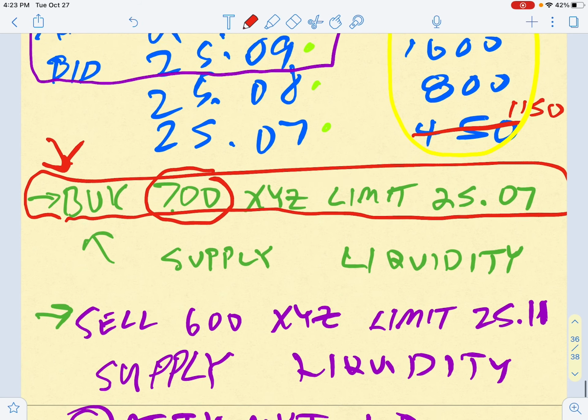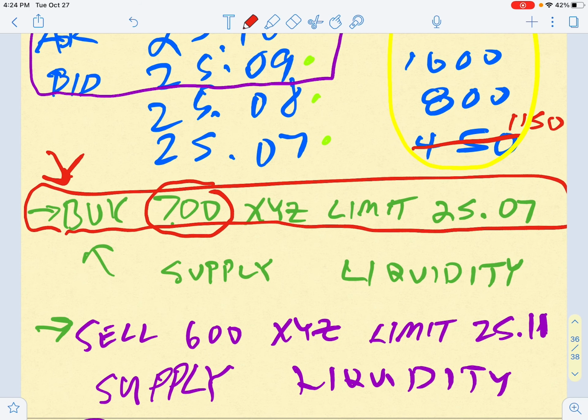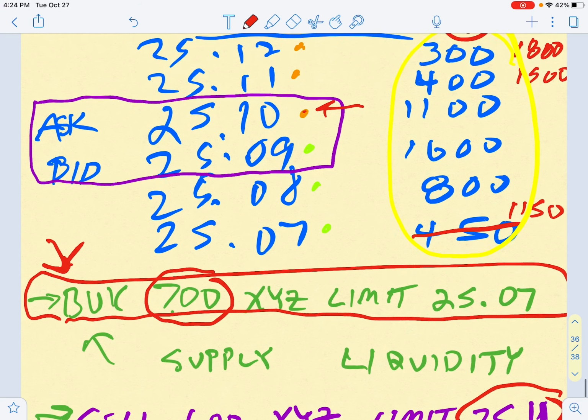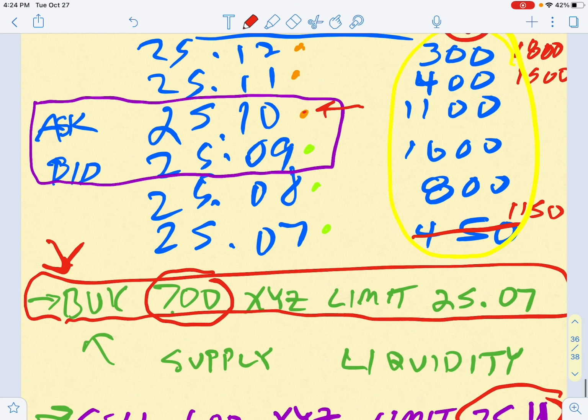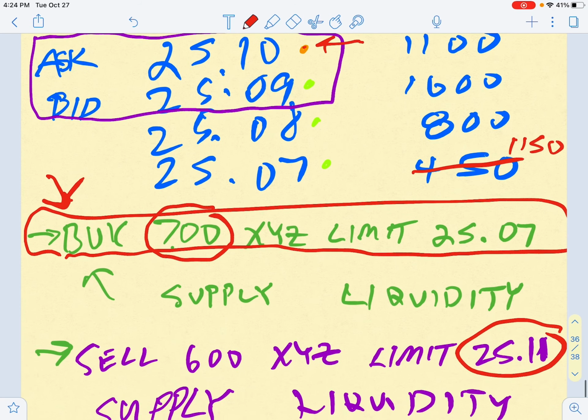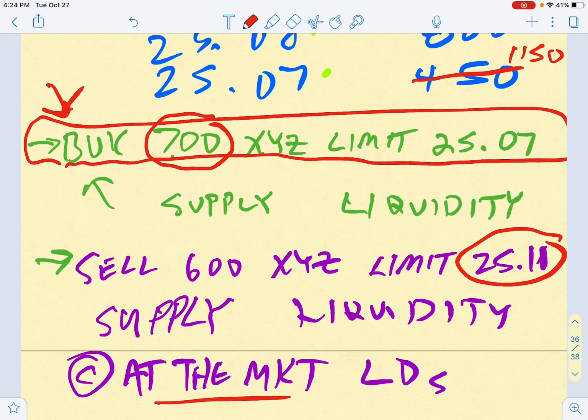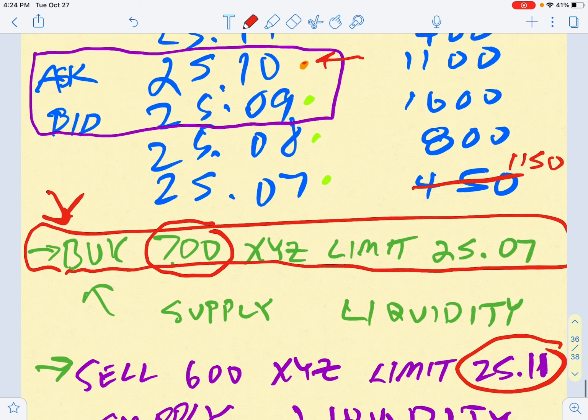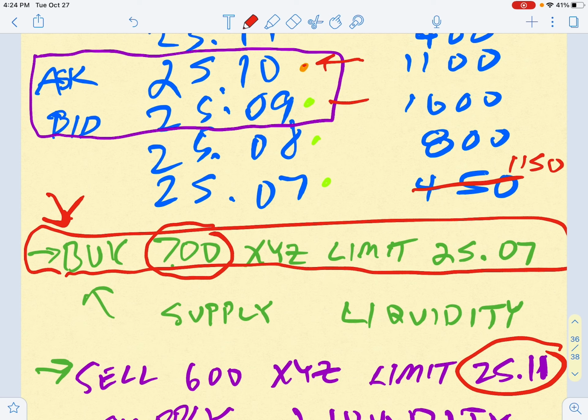Let's look at a sell behind the market limit order. Sell 600 XYZ, limit price of 25.11. So this person is willing to sell 600 shares at a price of 25.11 or better. That means 25.11 or higher. Well, what happens? Since this order to sell 600 at 25.11 cannot execute, because sellers look for buyers, and the highest price any buyers are willing to pay right now is 25.09, this order is just going to go right to the limit order book.